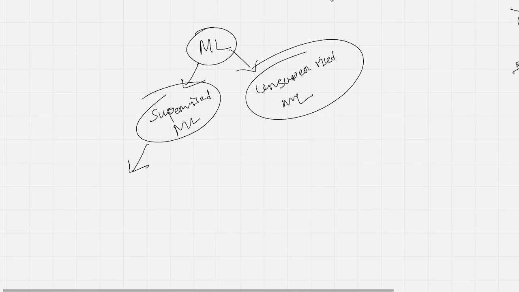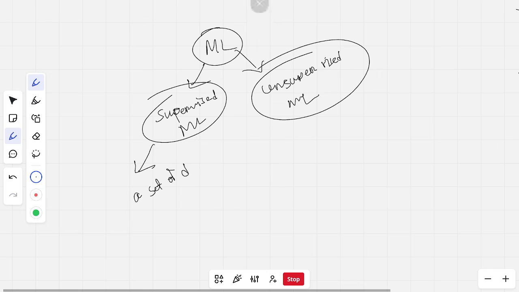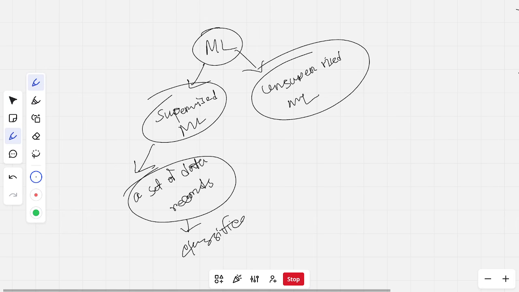Suppose you are given a set of data records. What you have to do is apply a classification or regression model to predict the classes. Suppose you are given a data set, then you are taking decisions from the data. That is called supervised learning.